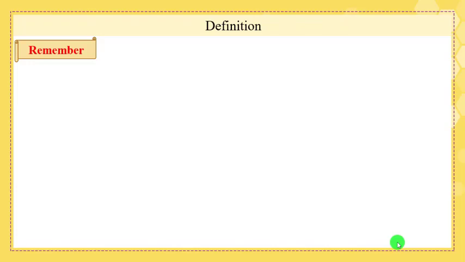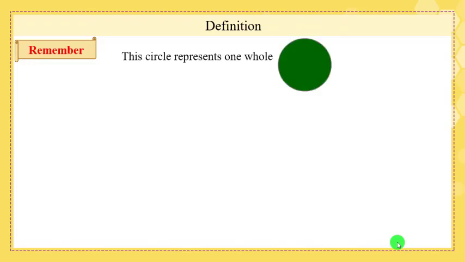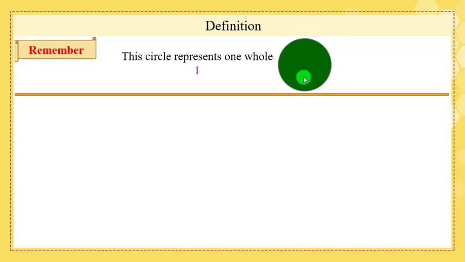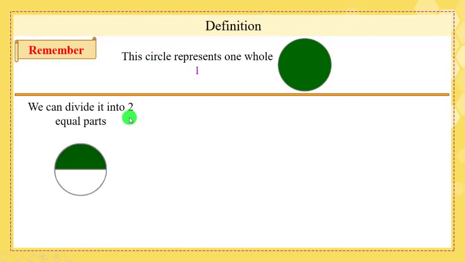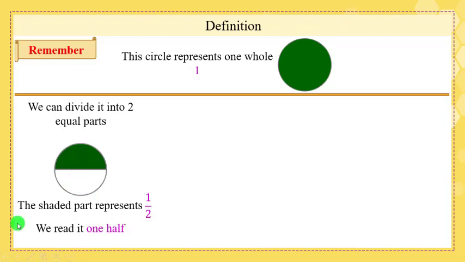First, let us remember fractions of a whole. This circle represents one whole, and one whole is equal to 1. Now, we can divide this circle into two equal parts. Then, we shaded one of these equal parts. The shaded part represents 1/2, because we shaded one part out of 2. We read it 1/2.